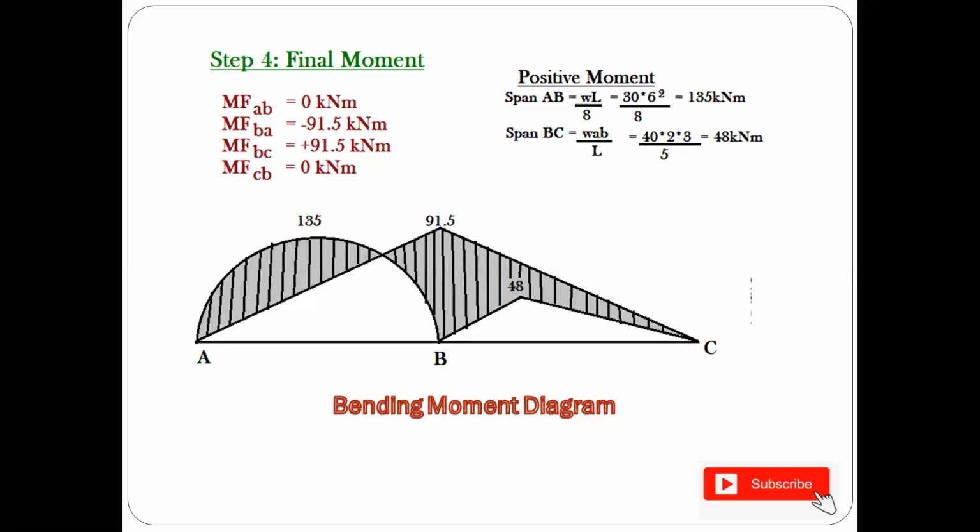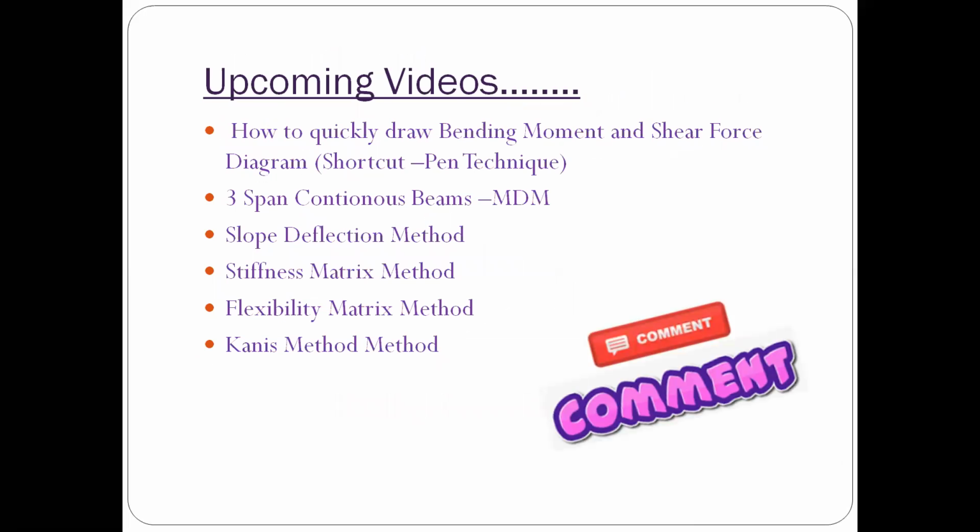Now there is again a very easy method. You call it a pen technique, wherein we can draw the bending moment diagram for any beams, any value, just in 1 minute. So that I'll be explaining to you in my next video. My upcoming videos will be how to quickly draw the bending moment diagram and shear force diagram. That is a shortcut which you call a pen technique. And I have upcoming videos like a 3-span continuous beam with the same moment distribution method. We also have videos coming for the topics slope deflection method, stiffness method, flexibility method, and your Kani's method.